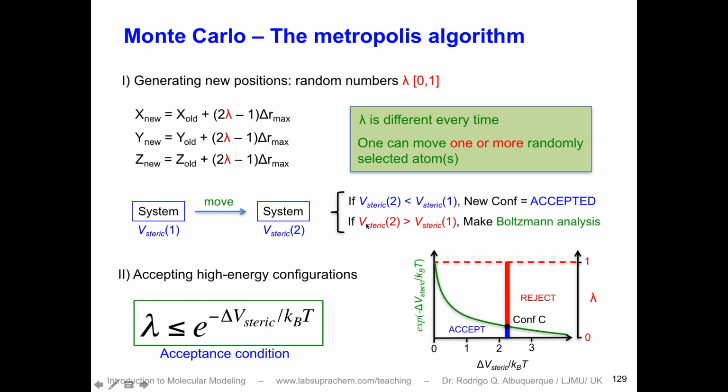If the new potential energy here is much, much higher than the previous one, we are at the end of this green curve. So basically each random number we generate will fall in the reject region, which means if you generate much too high potential energies, it's basically rejected. So this is the core of this Boltzmann analysis for the Metropolis algorithm.